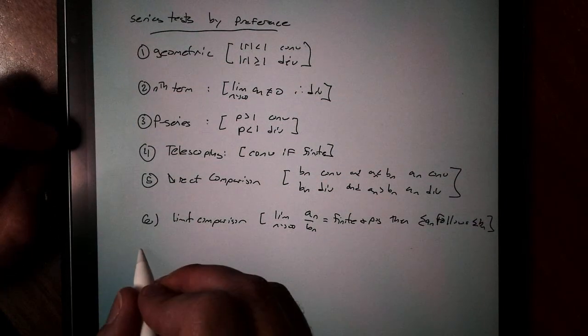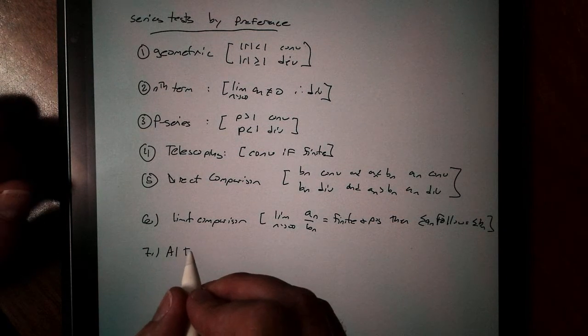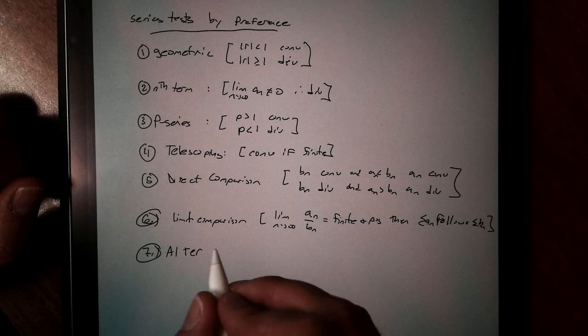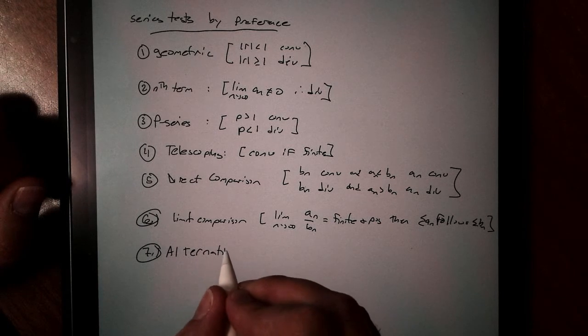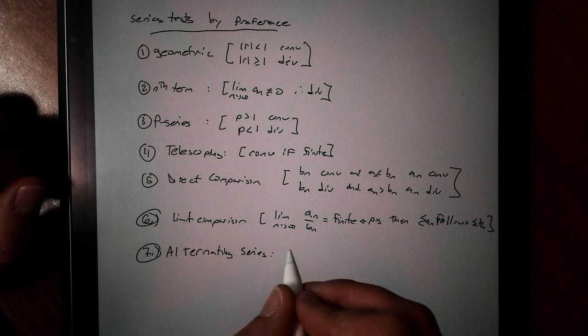Seven, alternating series. But what about the integral? Notice, we don't like the integral test that much. So there's six and seven. Alternating series, that's today's lesson. And that's this.